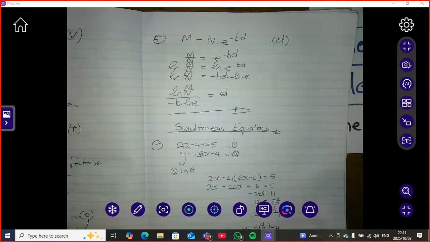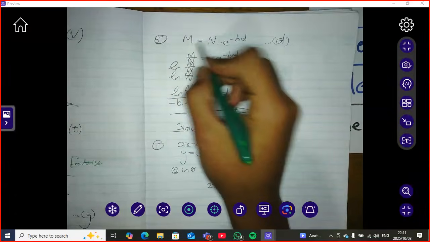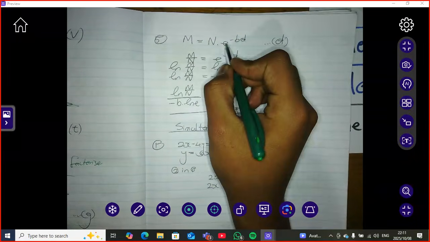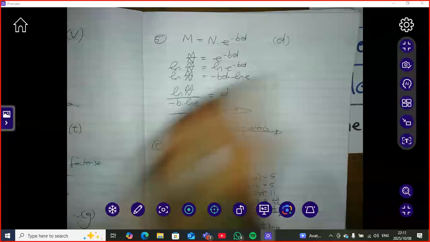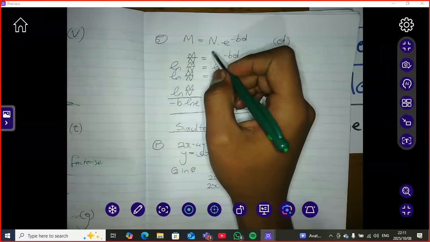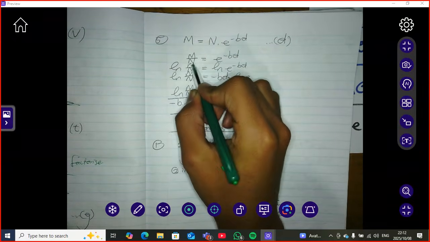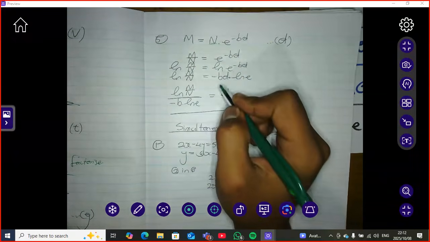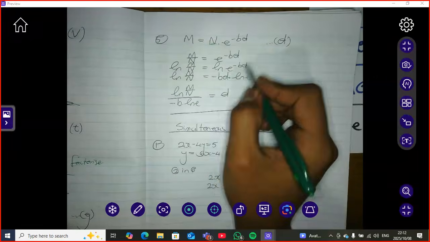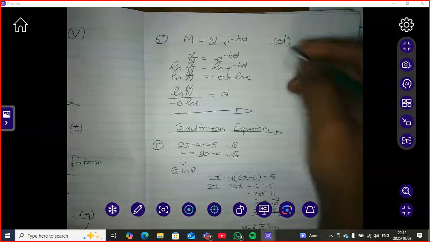The last one is asking for D. So I have M equals N times E to the power of negative BD. The first thing to chop here is N. I divide with N, goes that side, so I have M over N equals E to the power of negative BD. I used ln, but you can use log also.